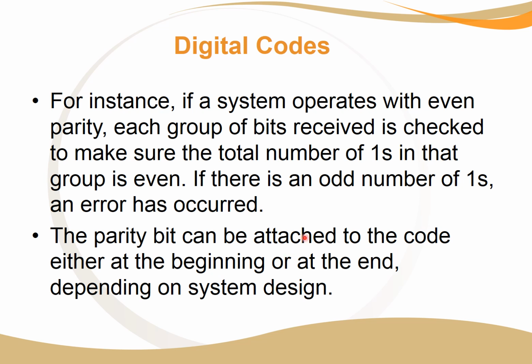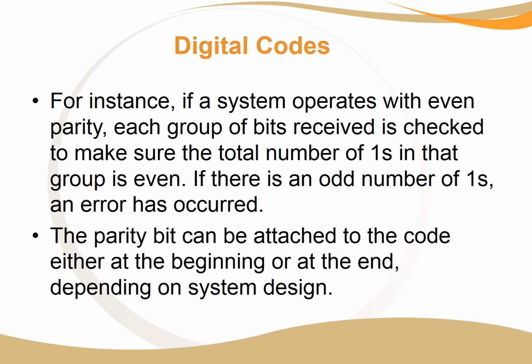So for instance, if a system operates with even parity, each group of bits received is checked to make sure that the total number of ones in that group is even. If there is an odd number of ones, an error has occurred. And the parity bit can be attached to the code either at the beginning or at the end, depending on the system's design.